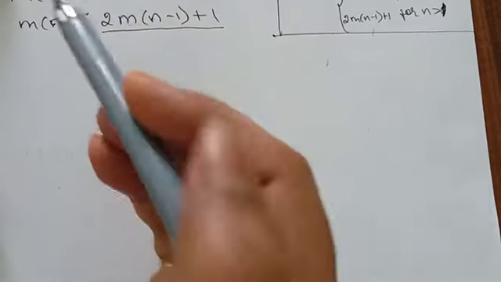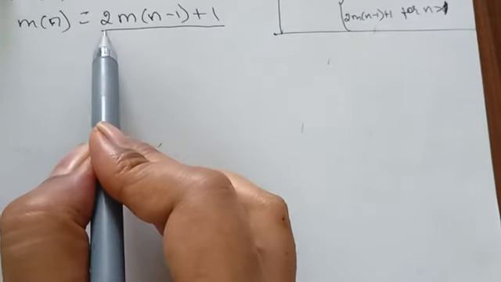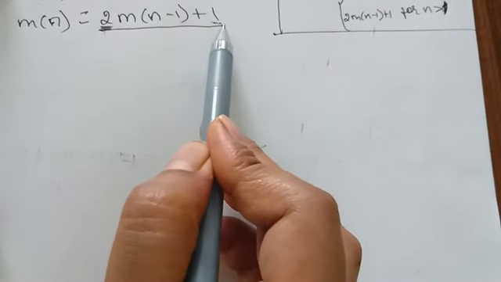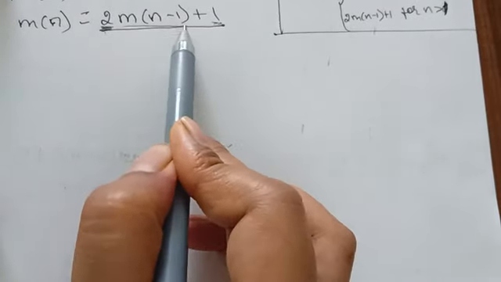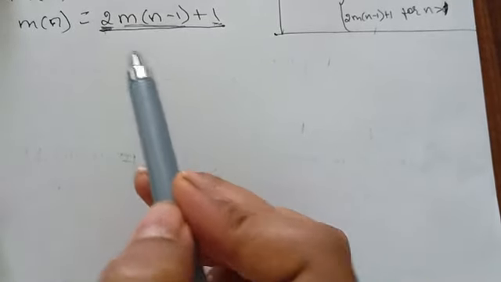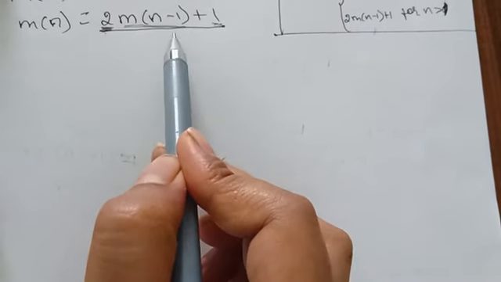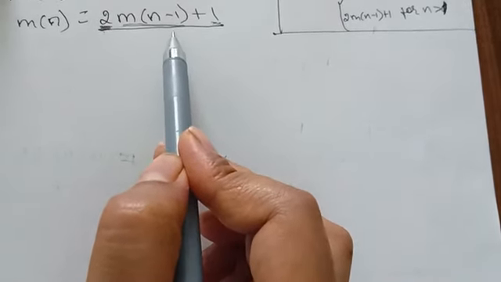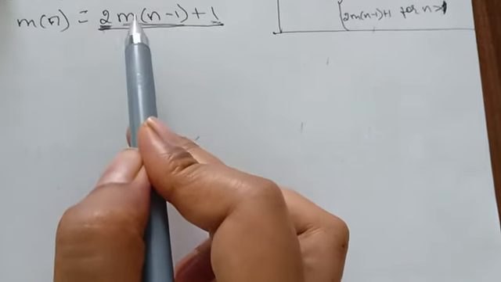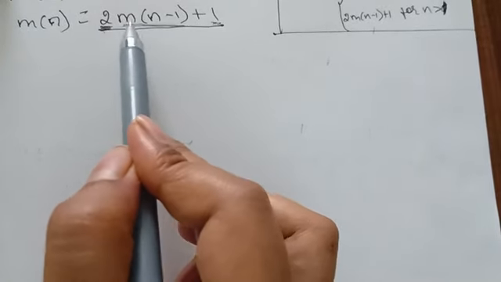As I showed you in the last video, this 2 is a constant, this 1 is a constant, m of n minus 1 is the function. Yes, here we have 3 different parts. 2 is a constant, 1 is a constant, m of n minus 1 is the function. Always we have to keep the constant as it is. Whenever I encounter the function, it has to be replaced with the entire thing.